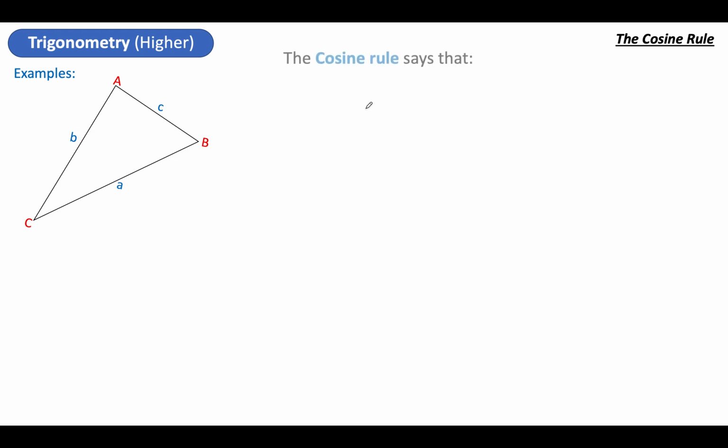Okay, now it can look kind of complicated to start with. The cosine rule basically says that, are you ready for it? a squared, oh that's easy, equals all of that. So b squared plus c squared minus 2bc times cos of A. It looks kind of complicated at first sight, but when you start looking at what it actually is, it's not quite so bad as you initially think, right?